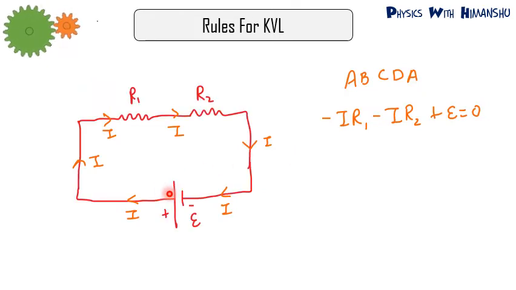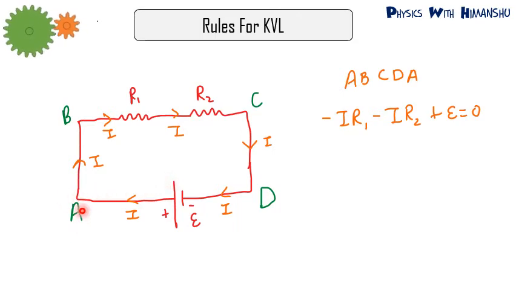Suppose this is an electric circuit where potential of battery is E. There are two resistances R1, R2, and there is current I in the circuit. First, you have to put nodal points. Nodal points means A, B, C, D. Now you have to write the path. Suppose I start from A, so I'll go from A to B, then from B to C, then from C to D, and from D to A.